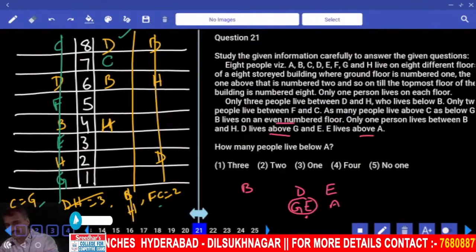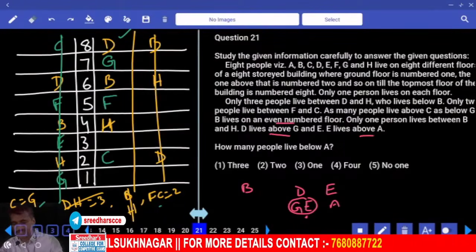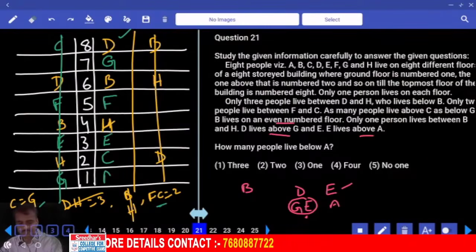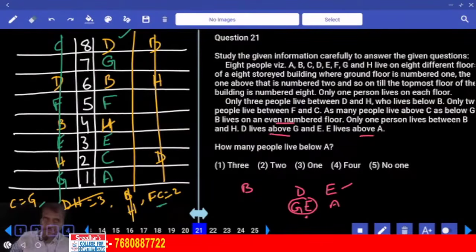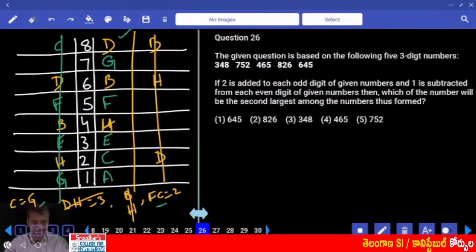Hence, who must be here? G is here. G is here, C is here. C is here, F is here. Then E is E and A. E is above this here. D is above both E and A. Then must have been the arrangement 21 to 25. Then 26. Now 26 onwards, what is the information we have?